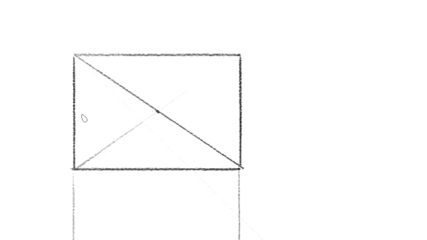Okay, so now I'm going to do the same for the top view. Divide the box in half horizontally and vertically.